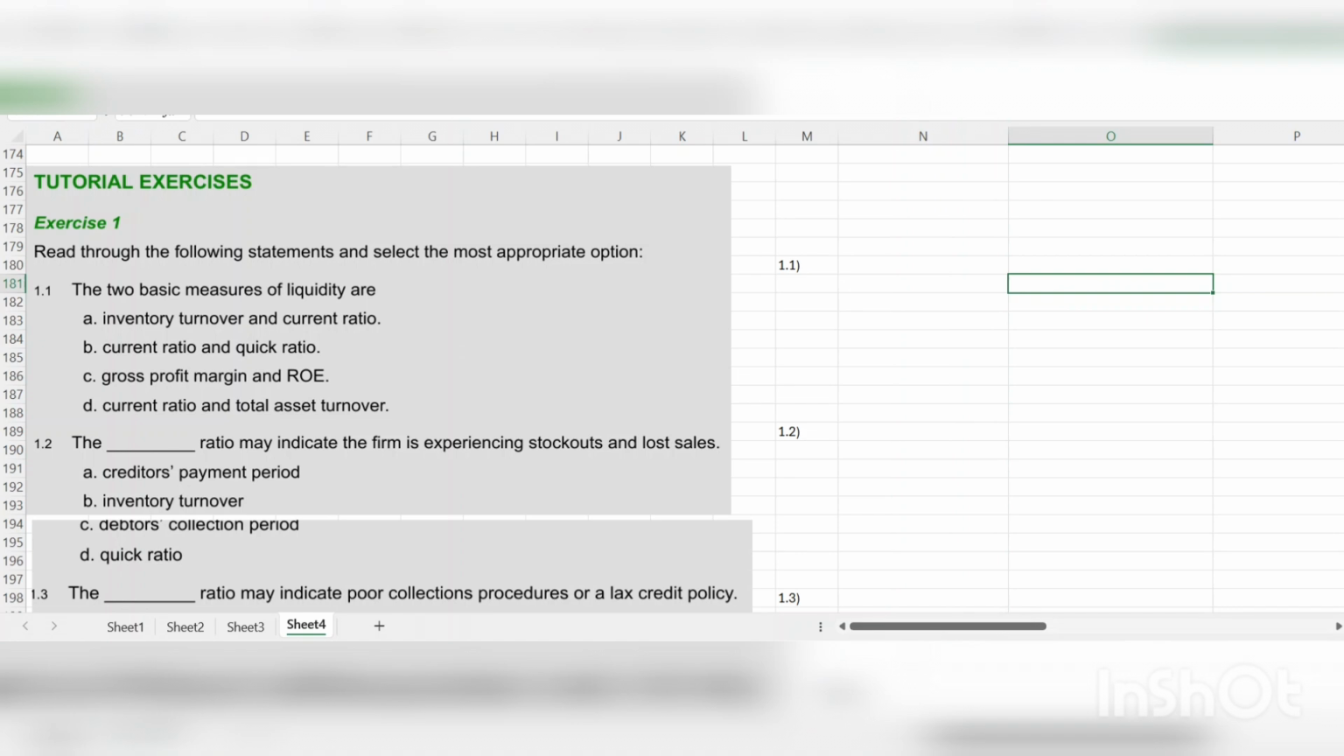Okay, so I'm going to start off with some theory, and this is from your textbook. The first question asks: the two basic measures of liquidity are... and the answer for that would be B. Try to answer it with me.